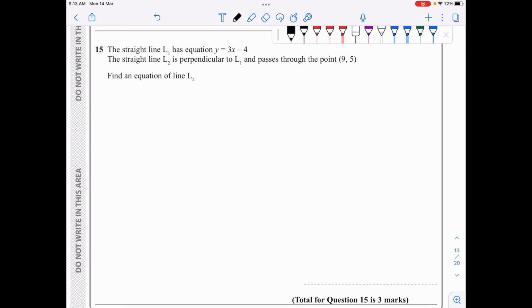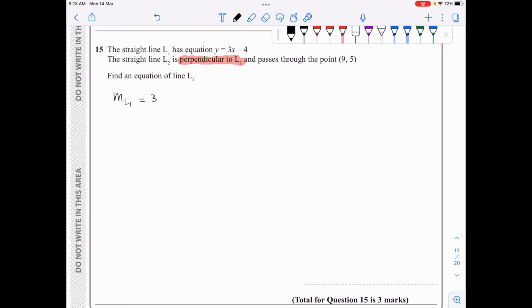15, it's the straight line with equation y is 3x minus 4. We've got a second straight line, L2, perpendicular to the first one, passing through (9, 5). So let's start with the first piece of information. I'm perpendicular to L1, which means I will need the gradient of L1, which is 3.